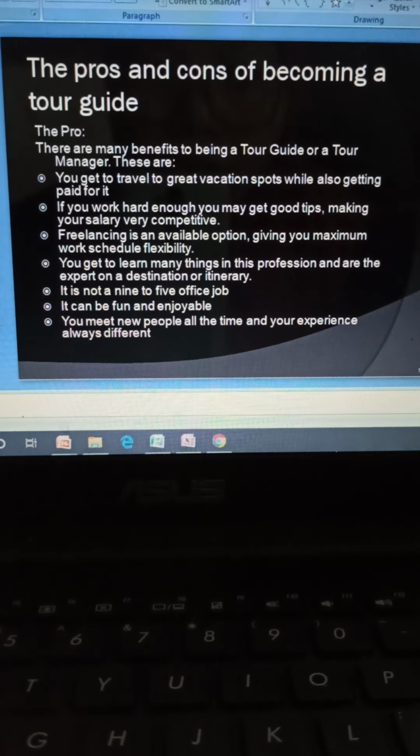Okay, if you work hard enough, you make a lot of tips. Now the tips are really, really good. Okay, sometimes especially foreign tourists, they will even tip you, like say 200-300. That's good for one day. 200-300 tips plus the salary that you get from one person, so that's a lot of money. You can get about thousands per day.